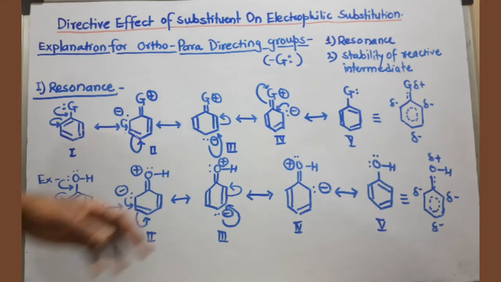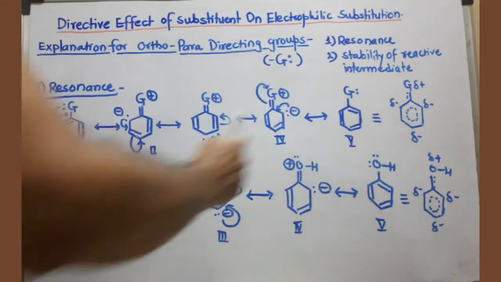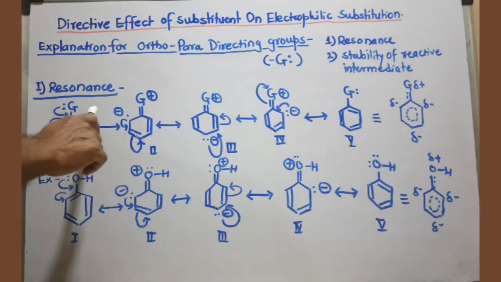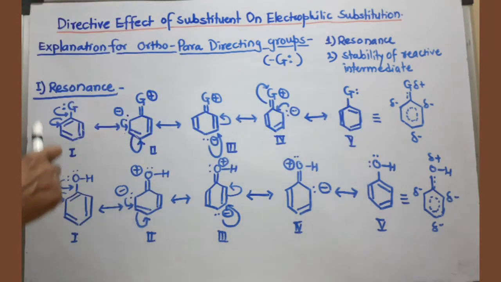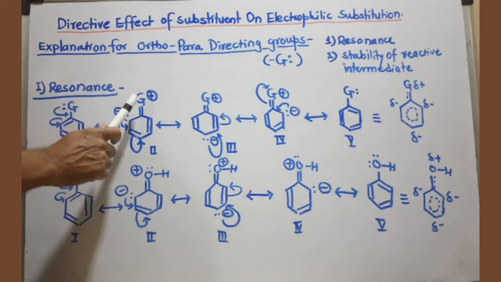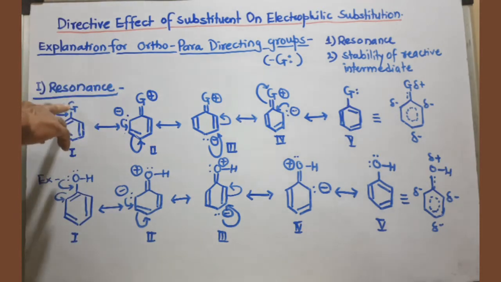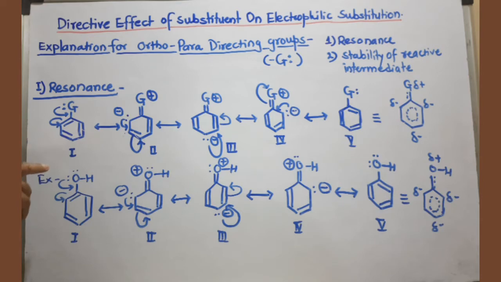First of all, we'll see the resonance. You simply write down the resonating structures. Here I have considered general structures. G means a general group. What is its qualification? There is a lone pair of electrons present on the atom which is directly attached to the benzene ring.